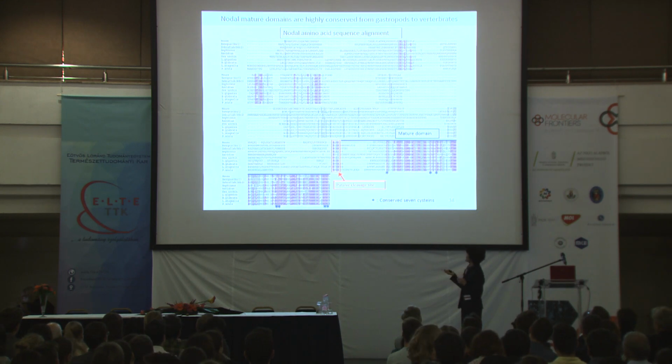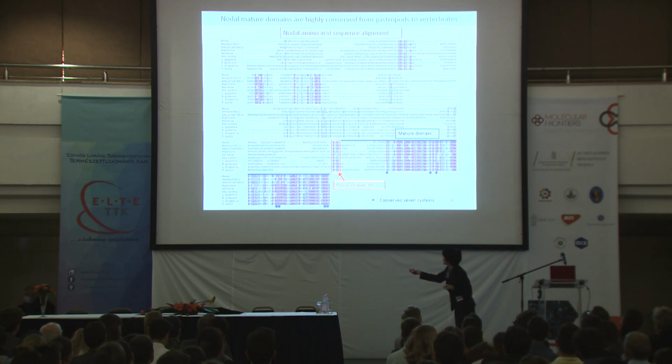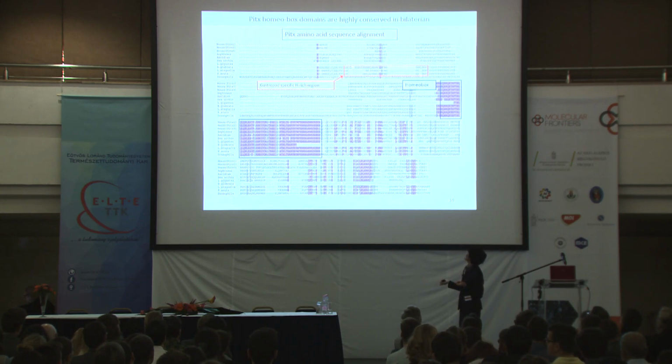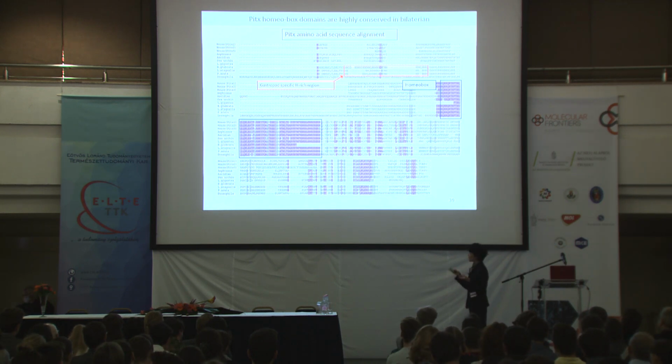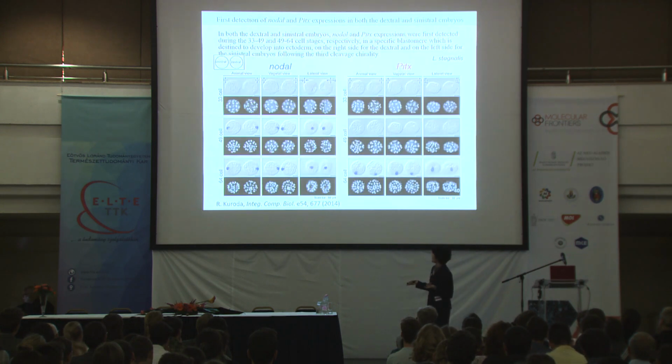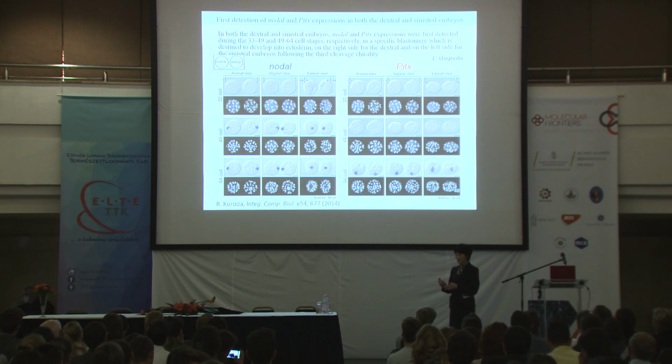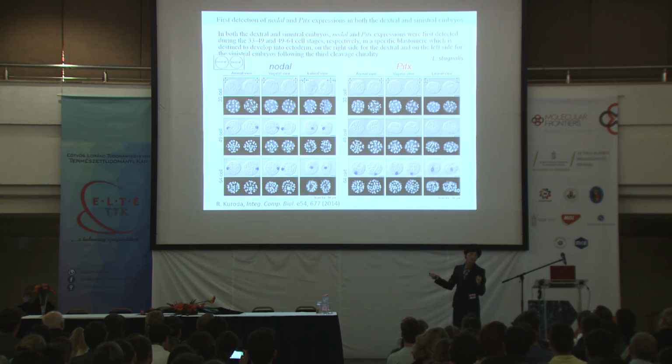And we checked it, the nodal, yes. Lymnaea stagnalis is here, Nodal is here as well, and PTX is also conserved. So we cloned the genes Nodal and PTX for Lymnaea stagnalis, and this is the FISH. This FISH shows where the gene is actually expressed. And not at 8.5 days. At the 49-cell stage, it's already expressed.